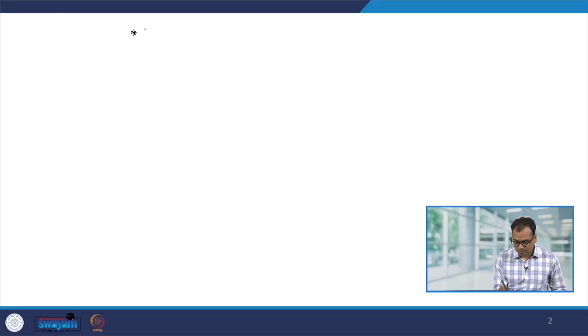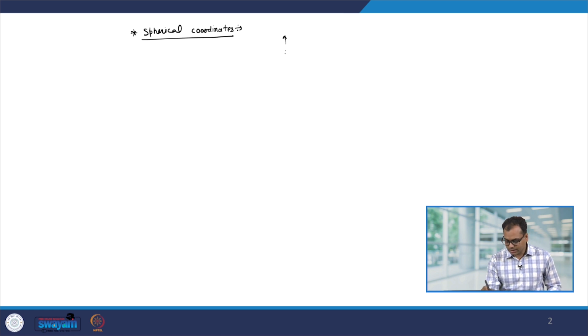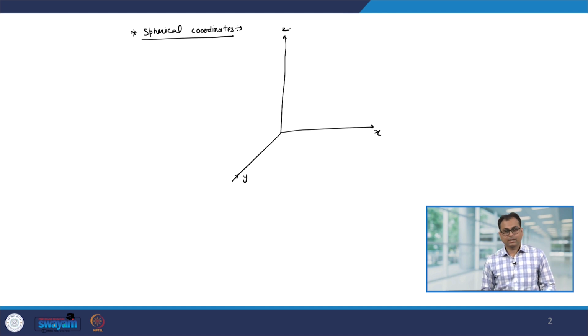In the last class, we discussed the velocity and acceleration of a particle in Cartesian coordinate and planar polar coordinate system. Today, we are going to discuss the spherical coordinates. So, spherical coordinates, let us say we have the x, y and z axis.